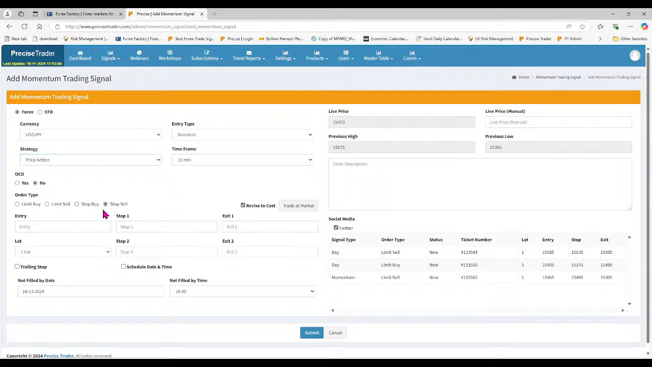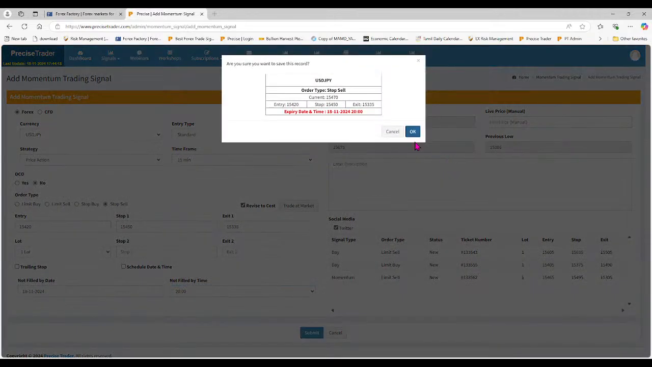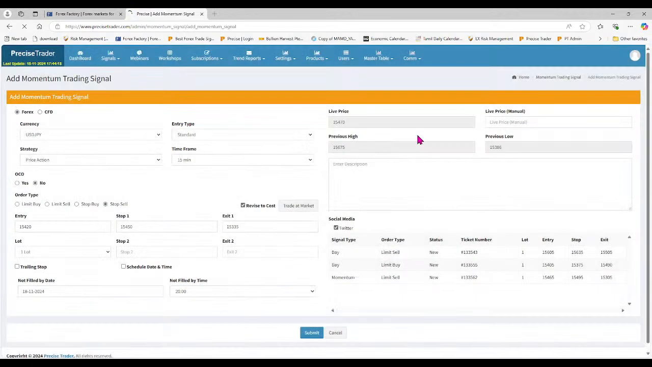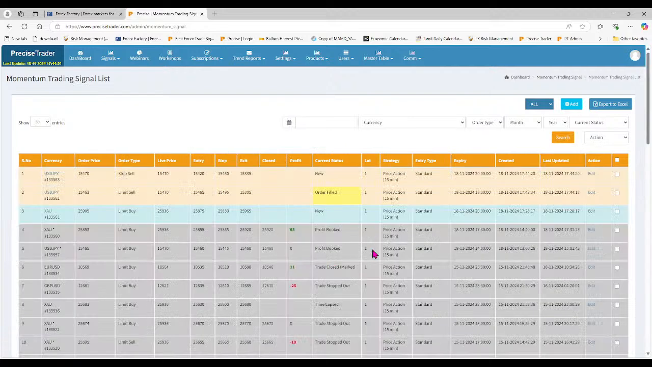This is also, I think we can put in 15420, 15450, and 15335. This one I want to put until 2000 hours. Now how I want you to manage this trade is, there are two ways.